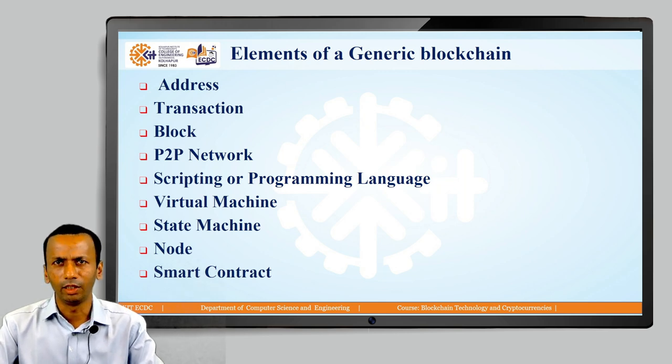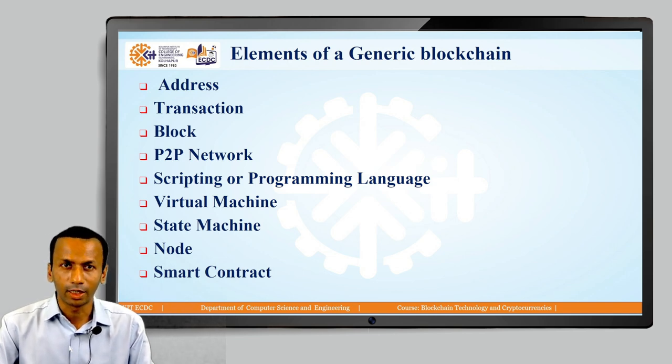Now what are the different elements of this generic blockchain? First, the address. Each and every node in that particular network is identified using an address, and whenever information is exchanged or a transaction is executed, the values are transferred from one address to another address in the blockchain network. Block we have already discussed. It has a header part and a body part, where we store lots of information along with the transaction information: address information, hash information, timestamp and the nonce.